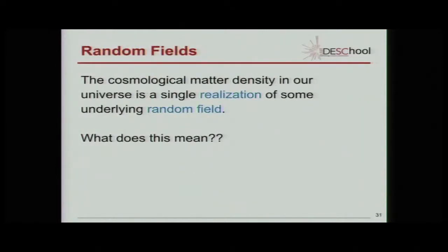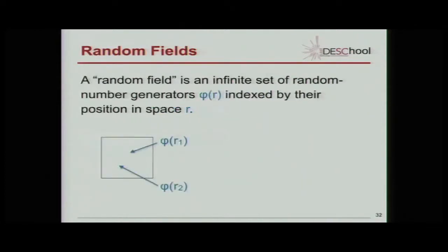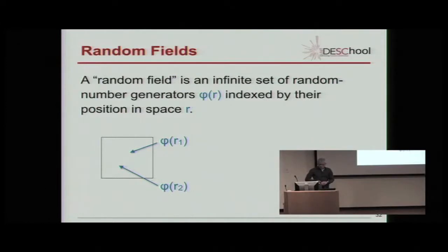Okay, so the cosmological matter density in our universe, the one that we're sampling, is a single realization of some underlying random field. You probably heard that, but what does that actually mean? A random field is just an infinite set of random number generators, I call them phi of r, and they're infinite because they're indexed by position r, which is continuous in space. If we look at two of these random number generators, you can think of them as a piece of code that spits out a random number every time you call it.